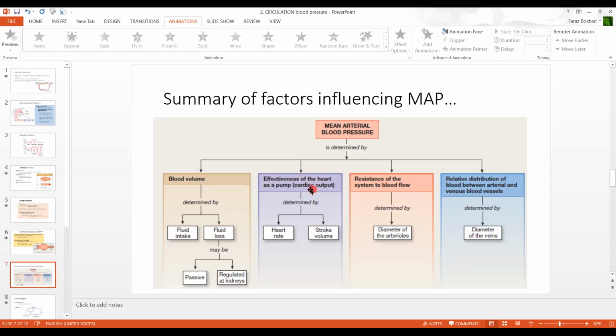Heart is another example. Heart pumping, cardiac output, stroke volume, cardiac output rather, has a whole chapter later on in Guyton, so we'll be dissecting it later on. But just quickly, cardiac output is basically a product of heart rate into stroke volume. Heart rate multiplied by stroke volume is cardiac output.